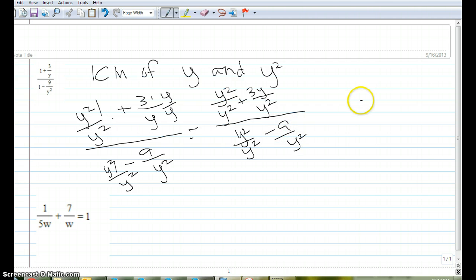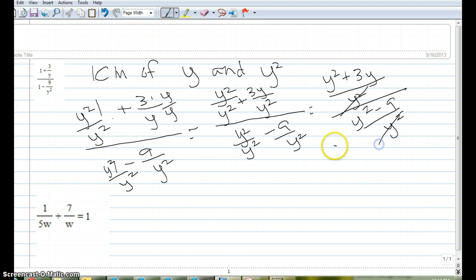So now we can combine these fractions. So up top we'd have y squared plus 3y over y squared. And in the denominator we'd have y squared minus 9 over y squared. Now since our two bottom fractions are the same, we can actually cancel them out. So that leaves us with y squared plus 3y over y squared minus 9.